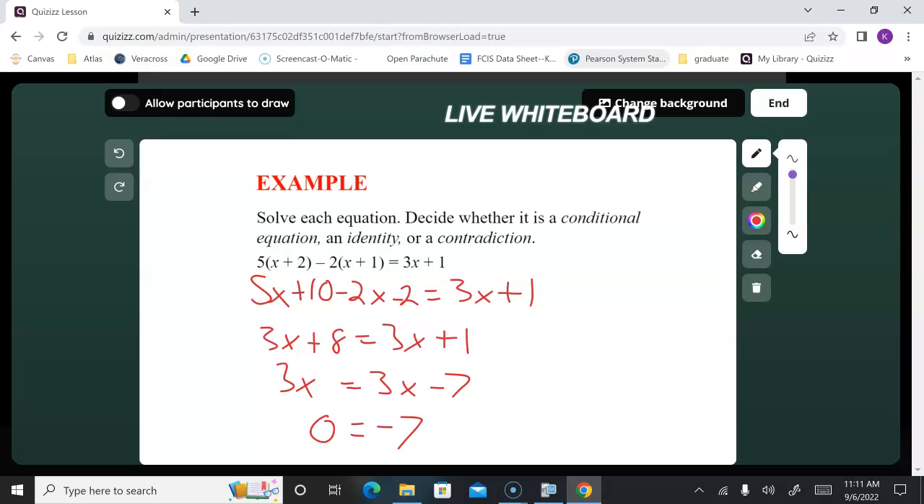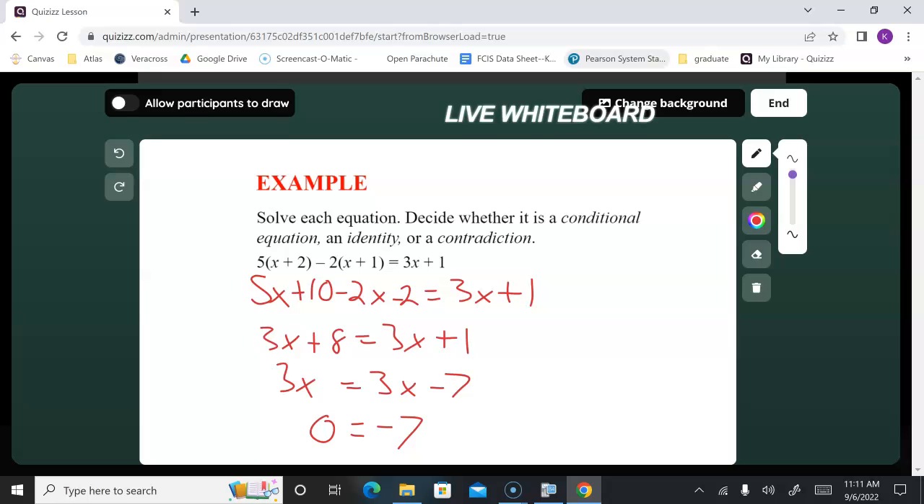I was right, but I wasn't right. When I do 3x minus 3x, what do I get? 0. Do I have a variable anymore? No. Okay, so it's not x equals negative 7. I end up with 0 equals negative 7. You could. If you move it the other way, you could get 0 equals 7. It depends on which way you move it.